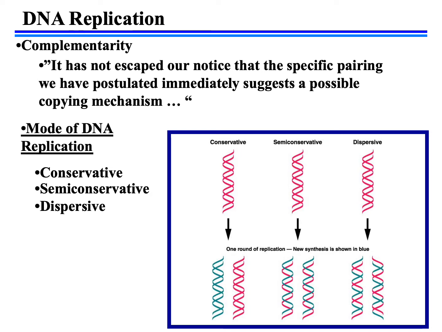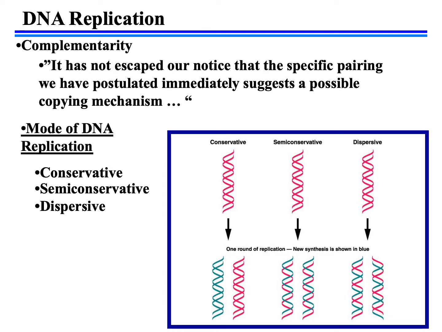Now, one of the things I like to mention also is that Watson and Crick published a paper almost immediately after the paper that described the structure of the DNA molecule. This paper contained absolutely no data, but only speculation. One specific quote from that second paper is listed on this slide: "It has not escaped our notice that the specific pairing we have postulated immediately suggests a possible copying mechanism."